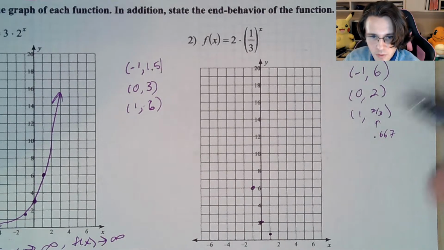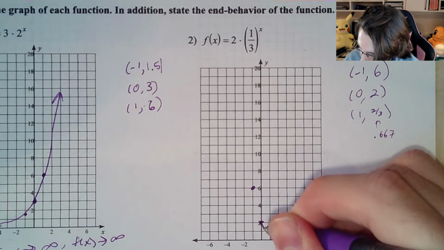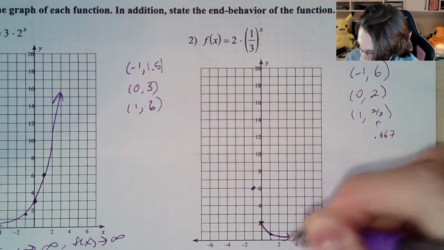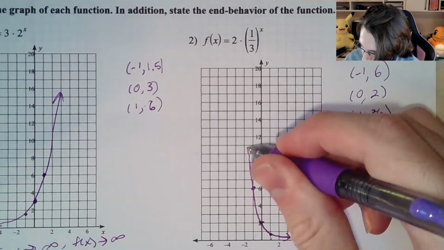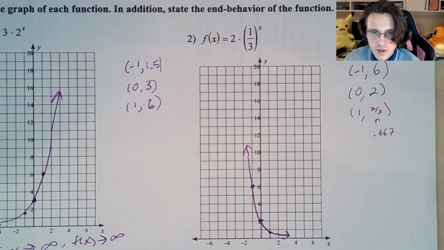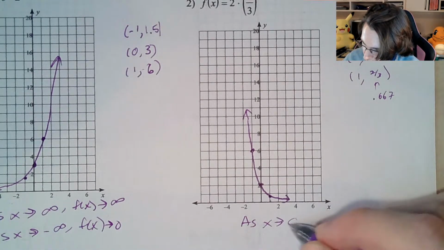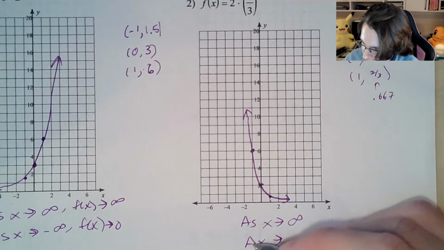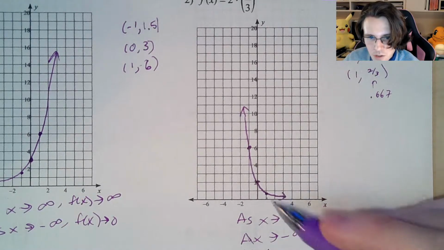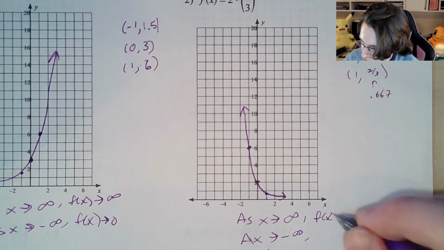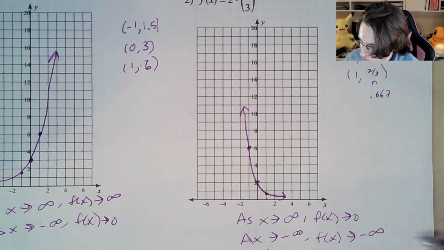And yet again, we are ready for our shape, and hopefully we notice that, hey, we are going down towards that x-axis on one side, and we are going up towards infinity on the other, meaning that we can immediately write what our answers are as x approaches infinity and as x approaches negative infinity. So on the right-hand side, we're going towards 0. And on the left-hand side, we are going towards infinity.